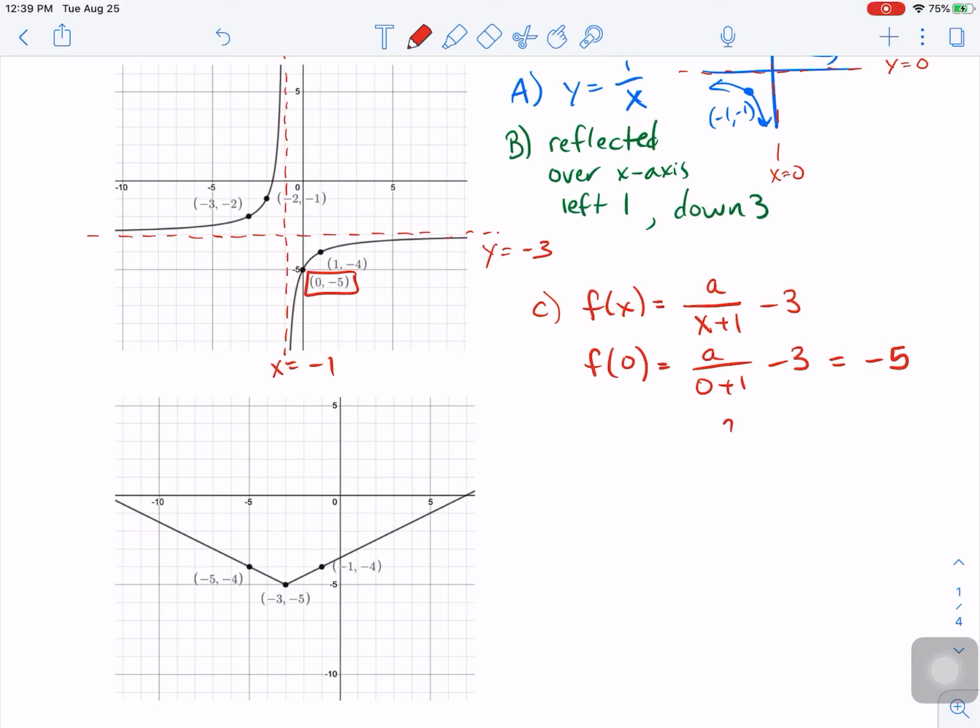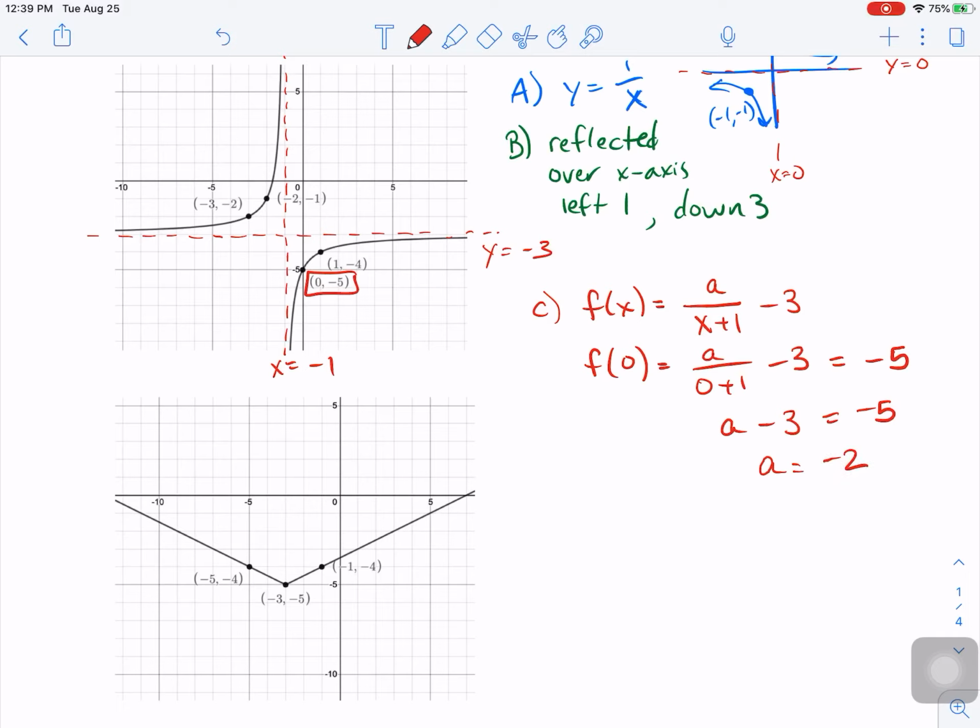So I have a over 1, which is just a. So a minus 3 is equal to -5. I think we're good. I add 3 to both sides, and I get a is equal to -2.